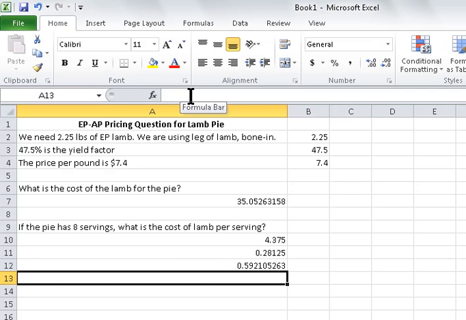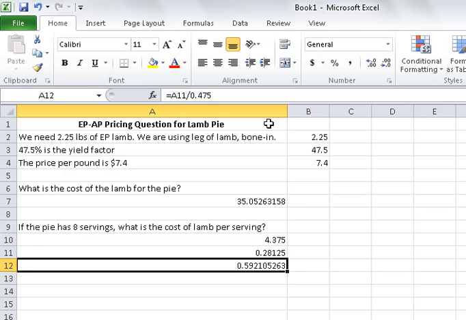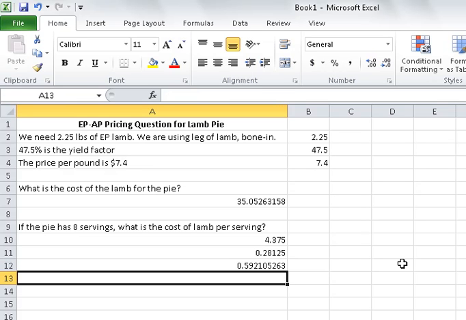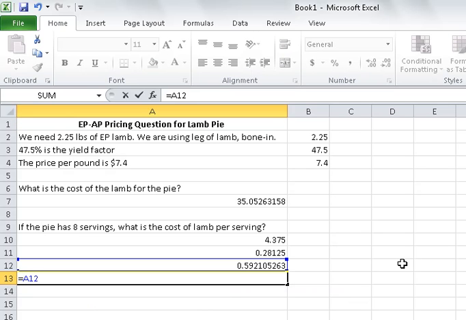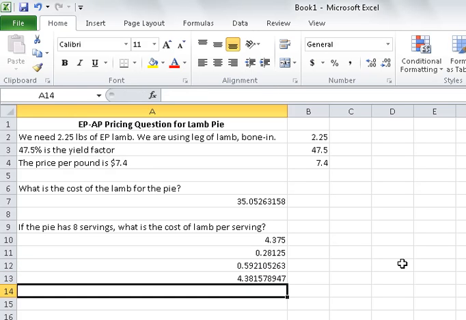Yeah, so we need to order 0.59 pounds of bone-in lamb leg in order to have 0.281 pounds. And so 0.59 pounds times $7.40 per pound is going to give us $4.39. Is that the number we got when we divided 35.08 by 8? Okay? So that's the hard way to do it and the easy way to do it.